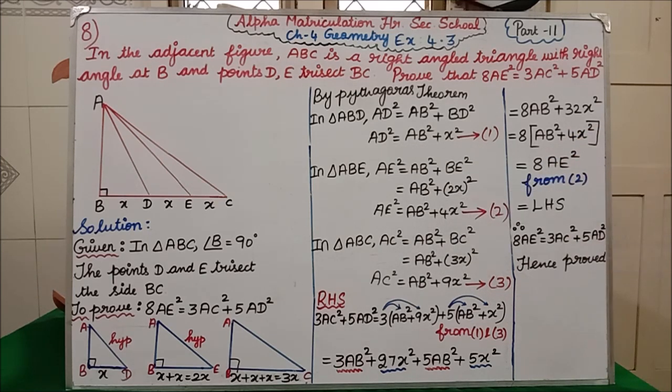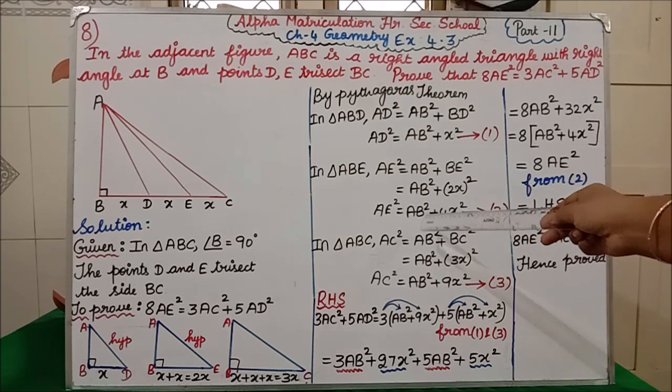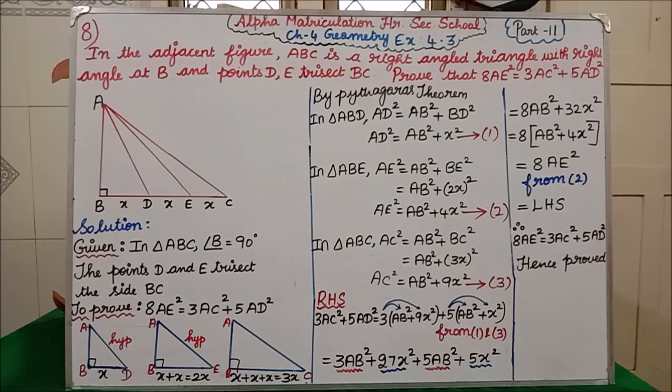Now AE square equals AB square plus (2x) square. 2 if you square we will get 4. Similarly x if you square we will get x square. Clear? Now AE square answer is AB square plus 4x square. Mark that as equation 2.